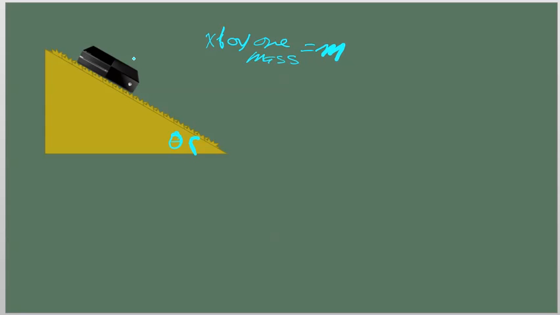Okay, and it has no acceleration. This is static. It's stuck on the ramp. Acceleration equals 0. And so you would want to find the coefficient of friction. And since this is 0, this is going to be the coefficient of static friction.